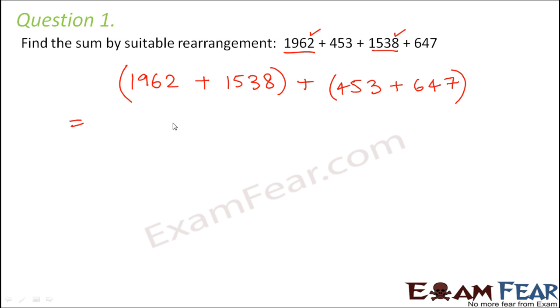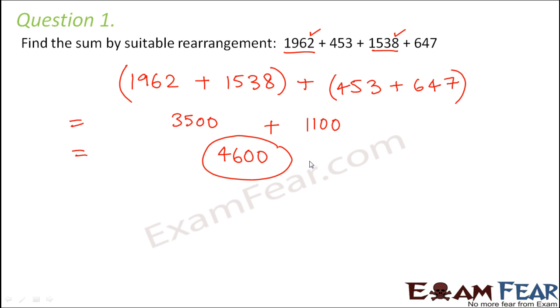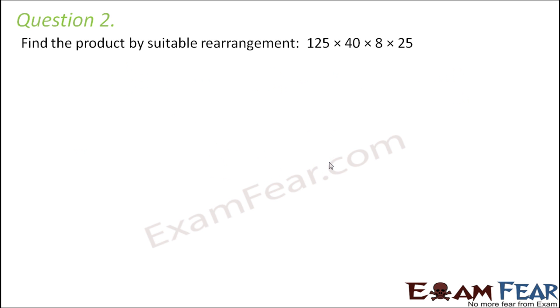So 1962 plus 1538 is 3500. And what about 453 and 647? That is 1100. Therefore the result is 4600. So you see, we could do this sum in a more simple way by making use of the properties. Question number 2. Find the product by suitable rearrangement.